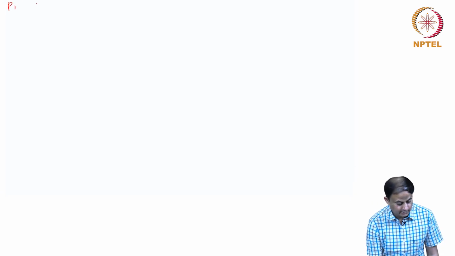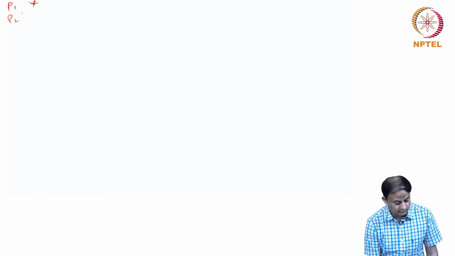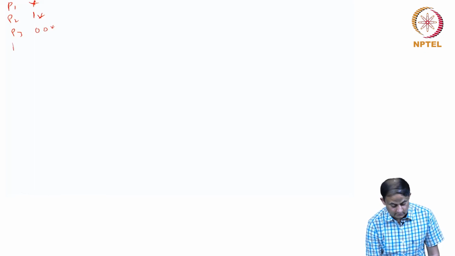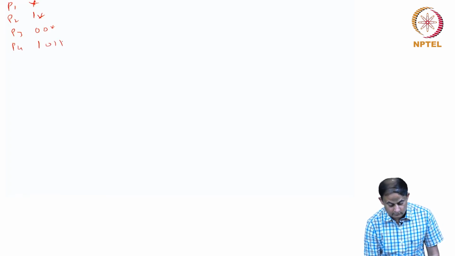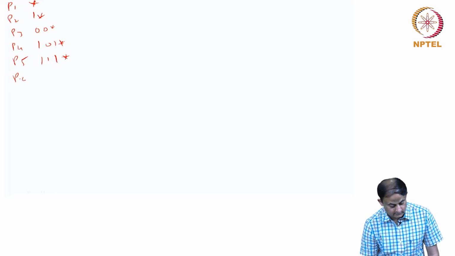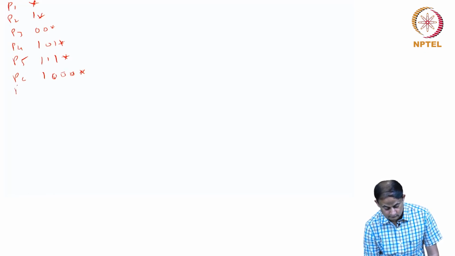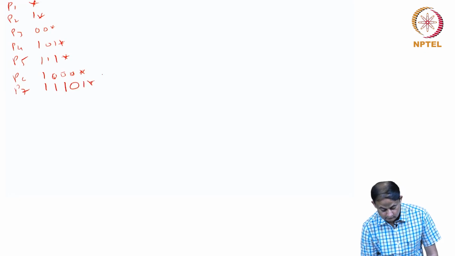So here is my P1, as usual the star. P2 is 1 star, P3 is 0 0 star, P4 is 1 0 1 star, P5 is 1 1 1 star, P6 is 1 0 0 star, P7 is 1 1 0 1 star, P8 is 1 1 1 0 0 1 star, and P9 is 1 0 0 0 0 1 star.